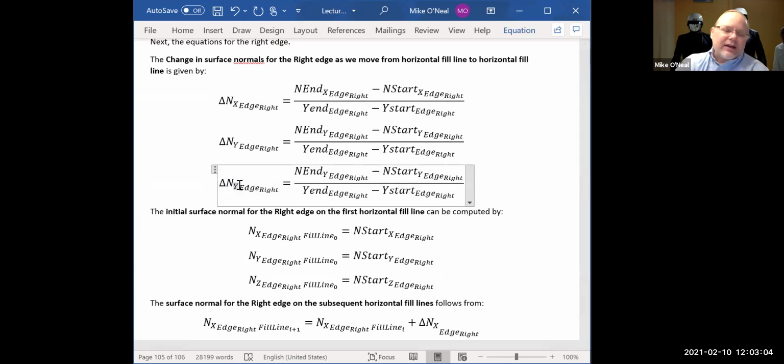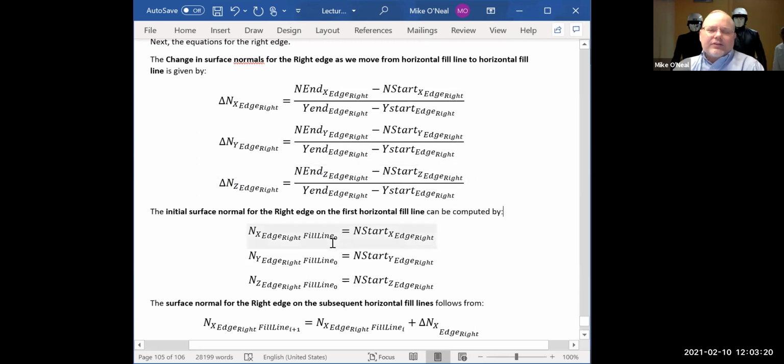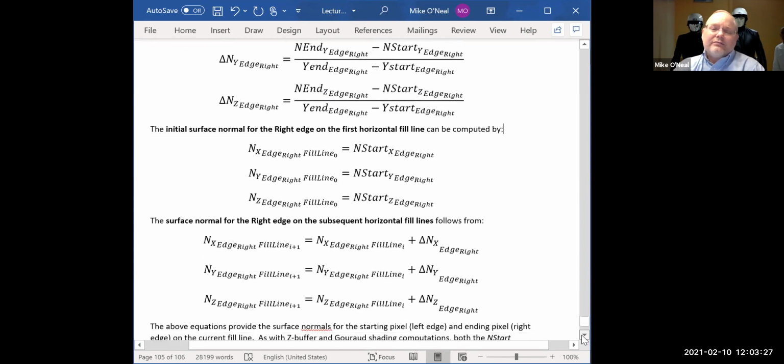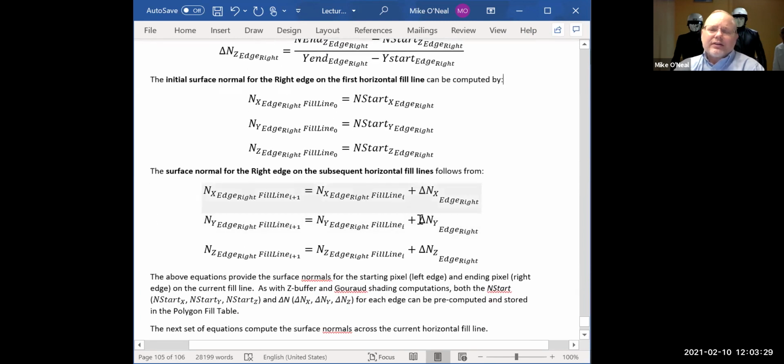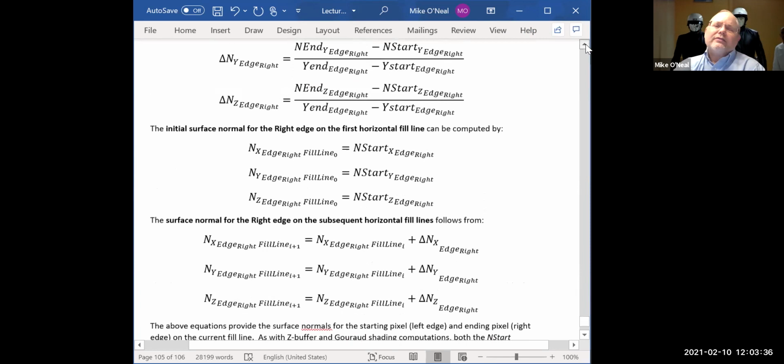But this is the right edge. So you have the left edge and you have the right edge. And then you have to have the starting point for the right edge. It gives you the first fill line. And then you go through and you add in the deltas to give you the start point for that fill line.